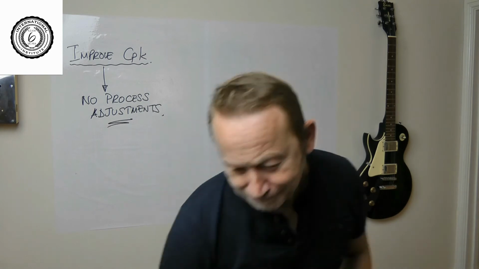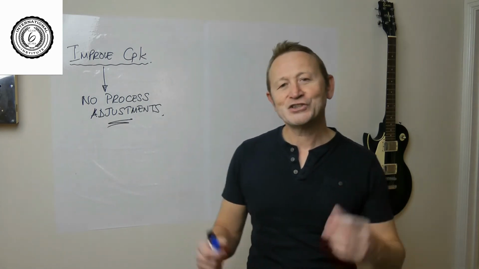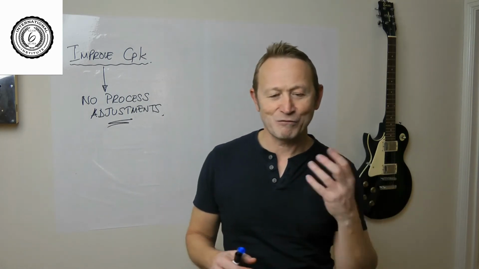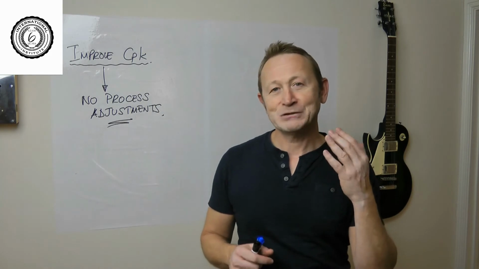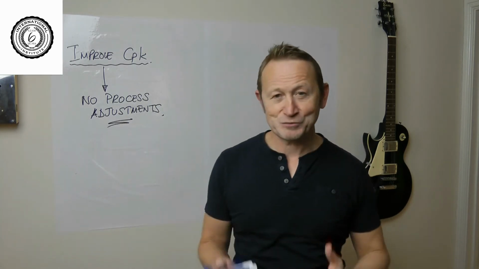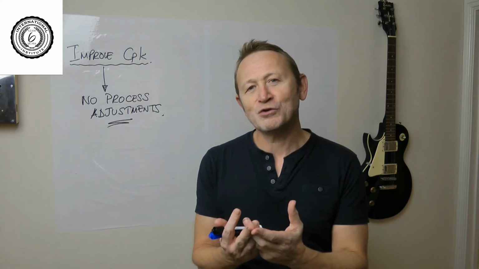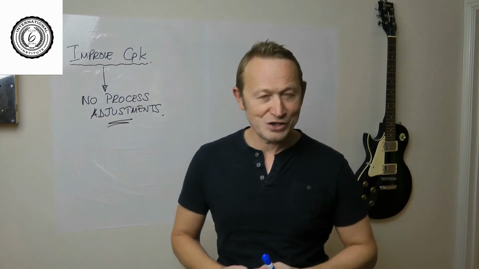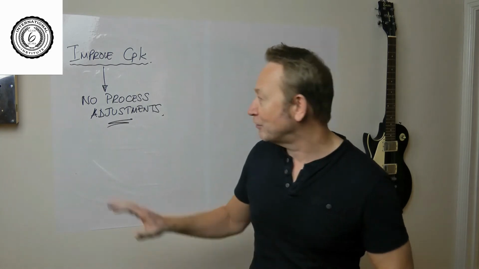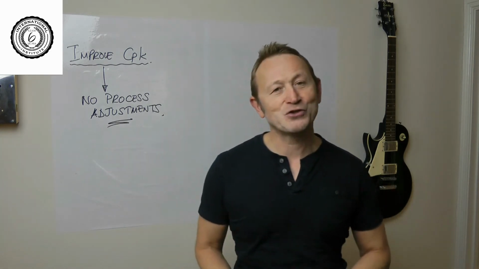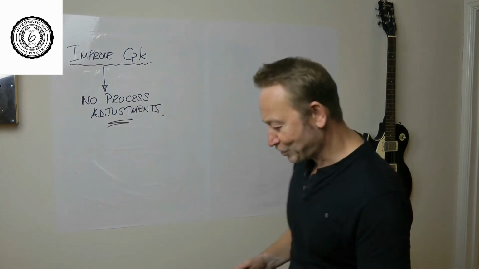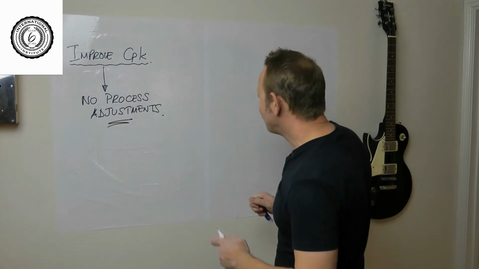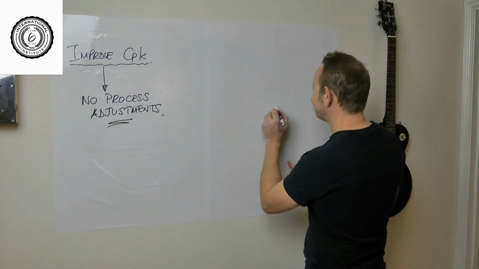Okay, so let's take a look at the technicalities of why no process adjustments. Your technical staff simply cannot understand your process well enough to make adjustments work. Let's take a look at what's going on. Let's look at what they're adjusting.